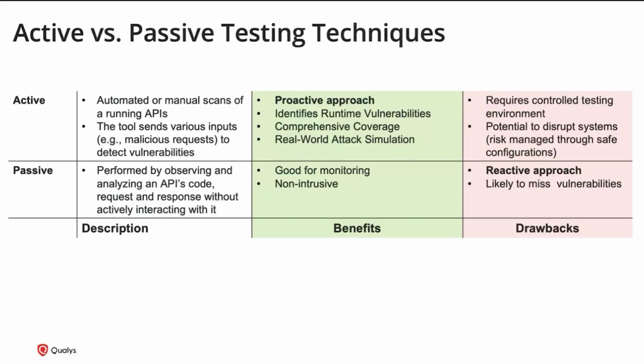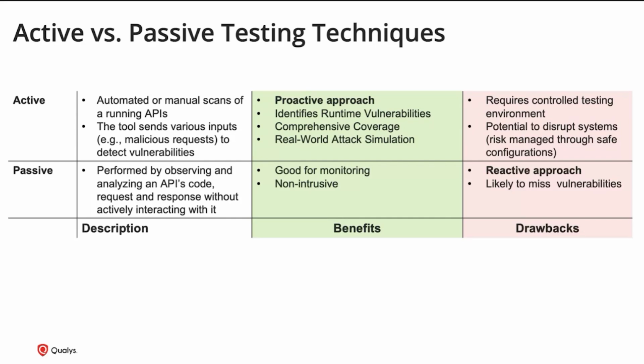Active testing involves actively sending requests to your applications and analyzing the response. In this approach, the application is more extensively tested because you are doing it intentionally. It's a more proactive approach to testing, and you usually need a controlled testing environment to perform this type of testing. The second type of testing is passive testing.